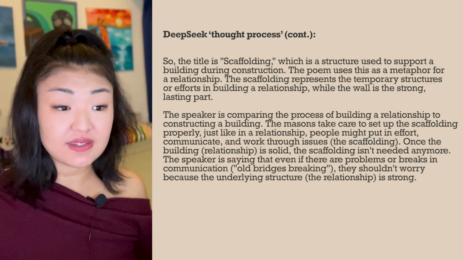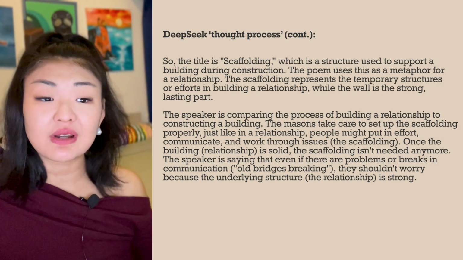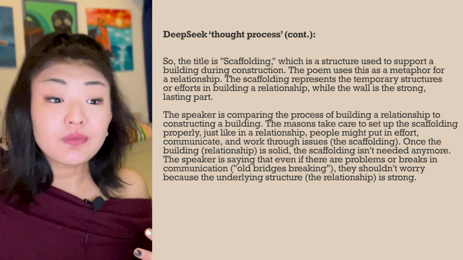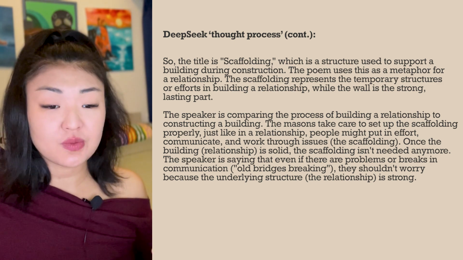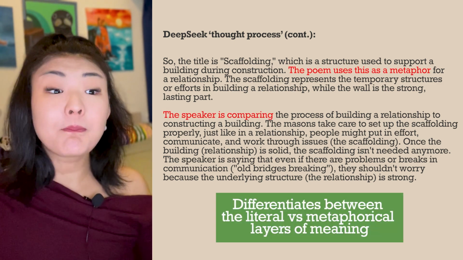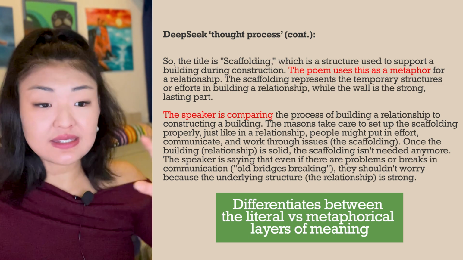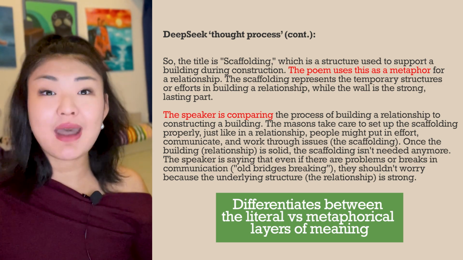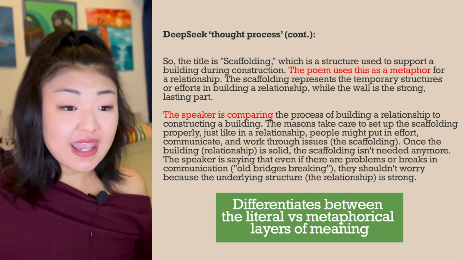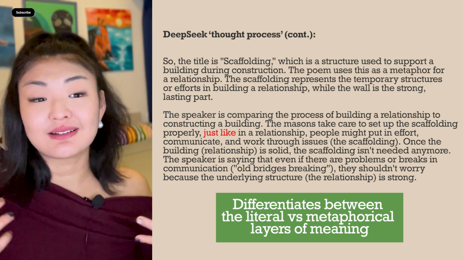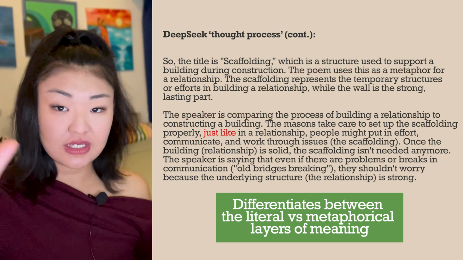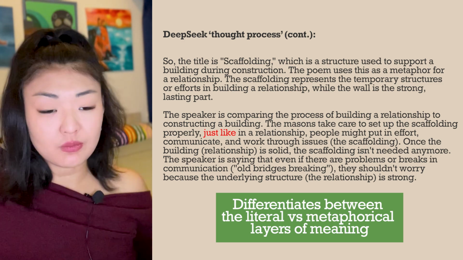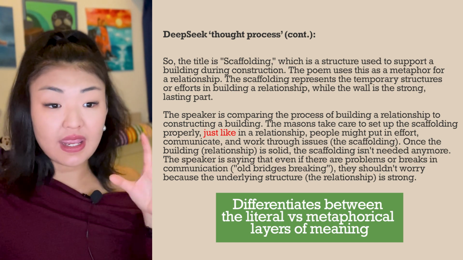The scaffolding represents the temporary structures or efforts in building a relationship, while the wall is the strong, lasting part. The speaker is comparing the process of building a relationship to constructing a building, right? So comparing the literal incident that's being described in the poem to perhaps the thematic idea, right? The masons take care to set up the scaffolding properly, just like in a relationship, immediately drawing that link. People might put in effort, communicate and work through issues, right? Which is kind of the scaffolding in a relationship.